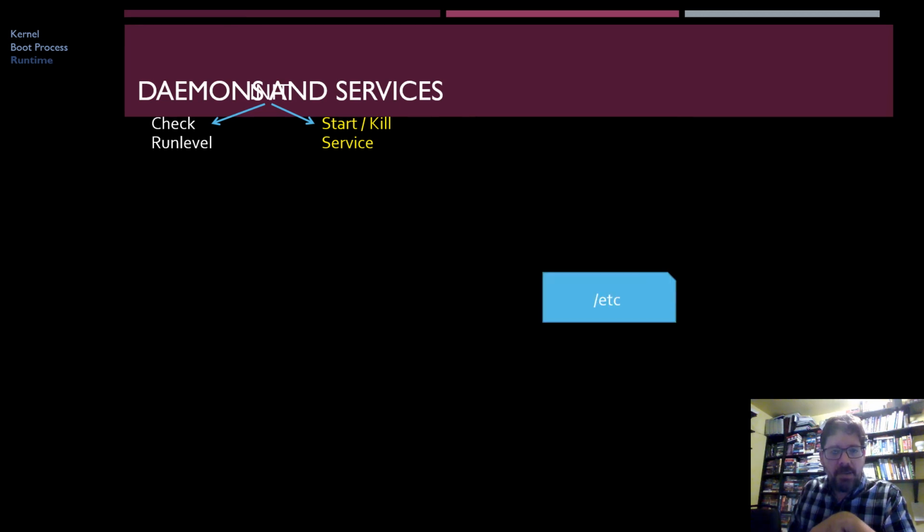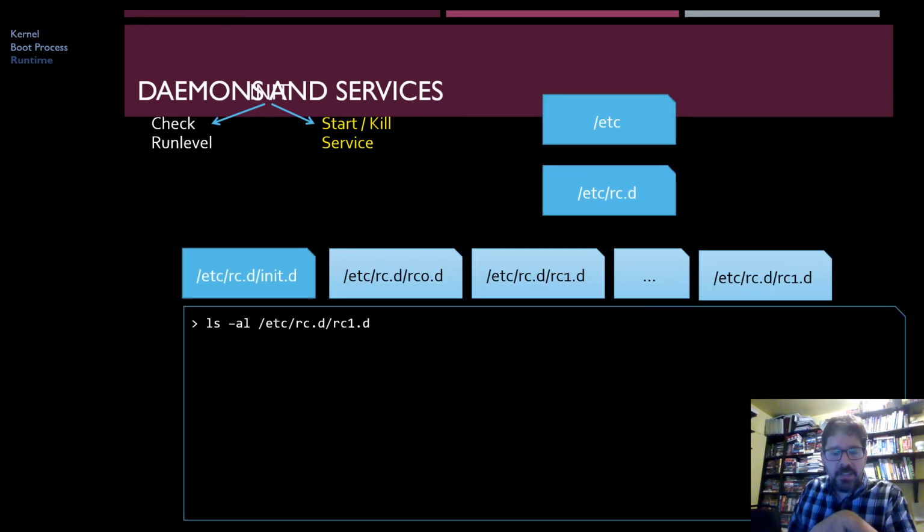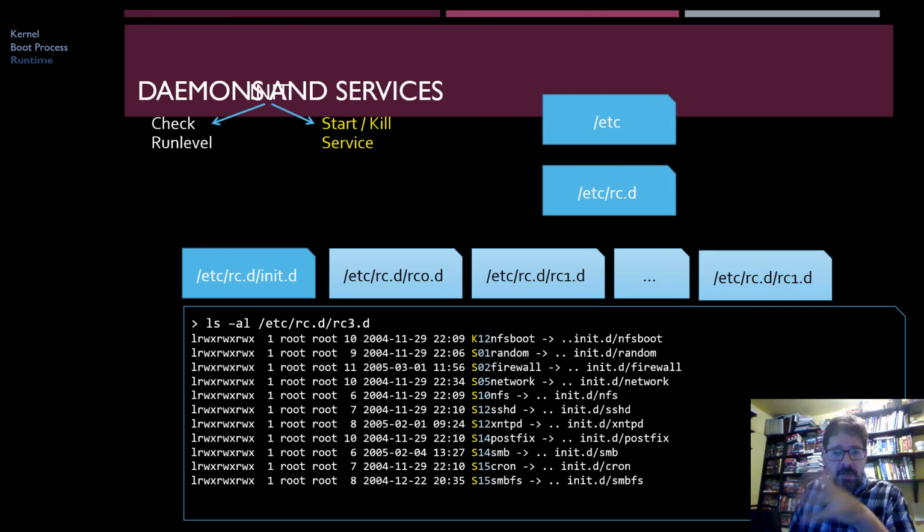All right, so back to this little diagram here. I'll get you back to where we were before. So how does this work? If you go and look in the directory like rc1.d, run level 1, which is pretty basic, this is what you're going to see. You're going to see a whole bunch of soft links that go to a file in init.d, which is that bash script that I showed you earlier, which can start or stop that particular service.